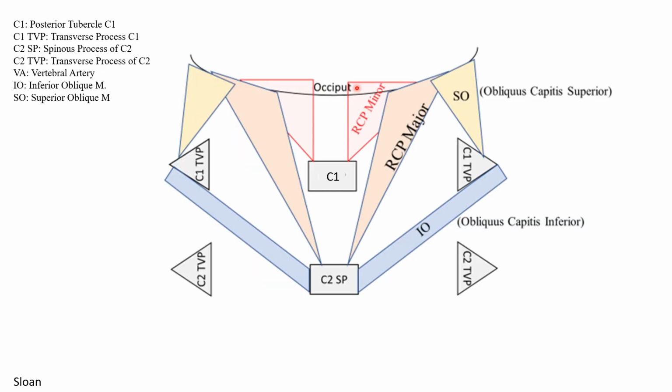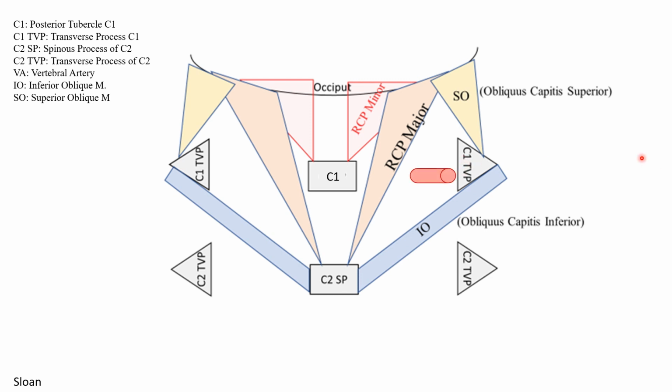Okay, so here's the occipital bone, RCP minor, which is medial to the RCP major, coming down, attaching to the spinous process of C2, superior oblique muscle attaching to C1 transverse process, and the inferior oblique muscle. So these 3 muscles right here make up what's called the suboccipital triangle. The RCP major muscle would be the medial border of the suboccipital triangle.